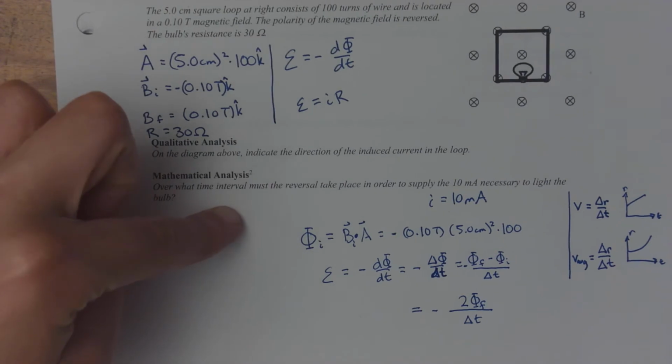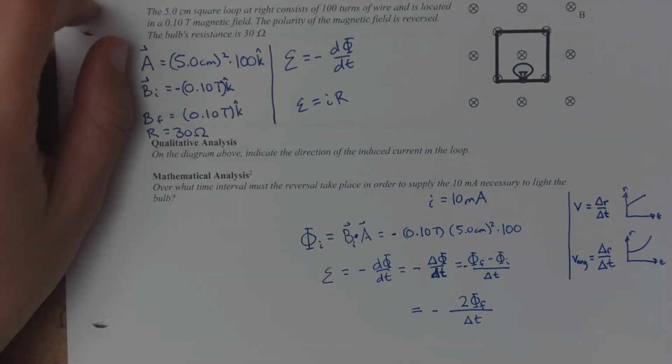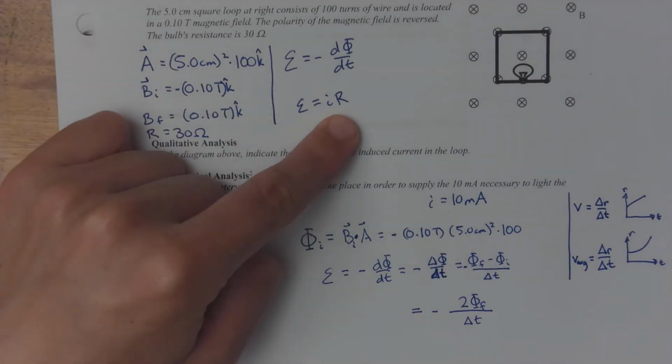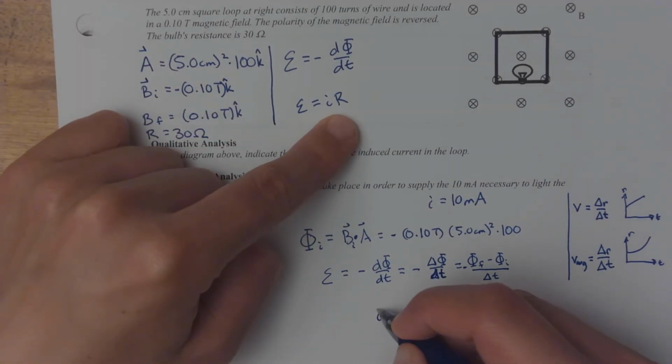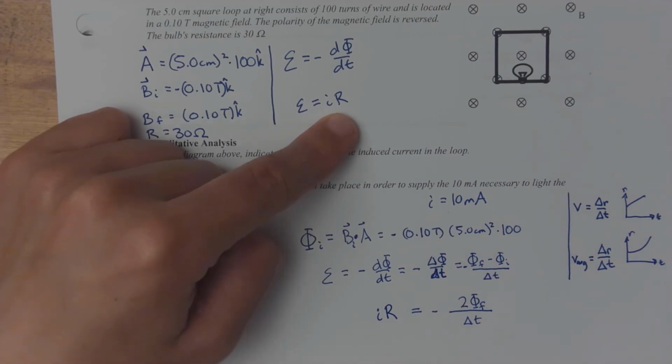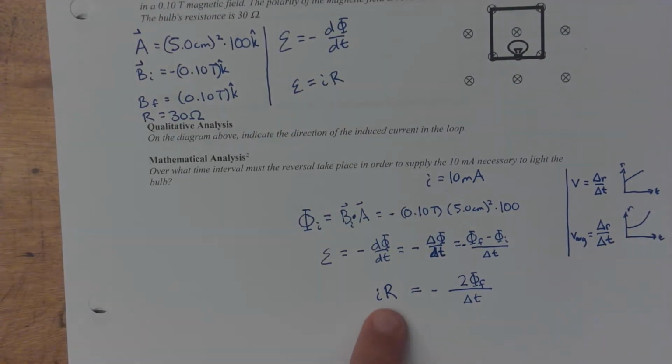I'm looking for the time interval, and I can say the EMF is equal to I times R. Okay, let's pretend for a moment that I'm looking for the current. If I was to divide by the resistance, which is always positive, I have delta T here, which is positive, and the final flux, which I said is going to be positive. So that means the current is equal to something negative. That I can use to figure out the direction of the current.